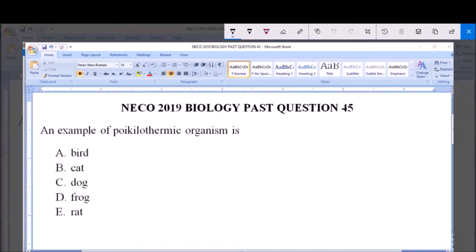An example of a poikilothermic animal organism is A. Bird, B. Cat, C. Dog, D. Frog, and E. Rat. So the question is, which of these is an example of a poikilothermic organism? Now, poikilothermic organisms simply refer to cold-blooded organisms.